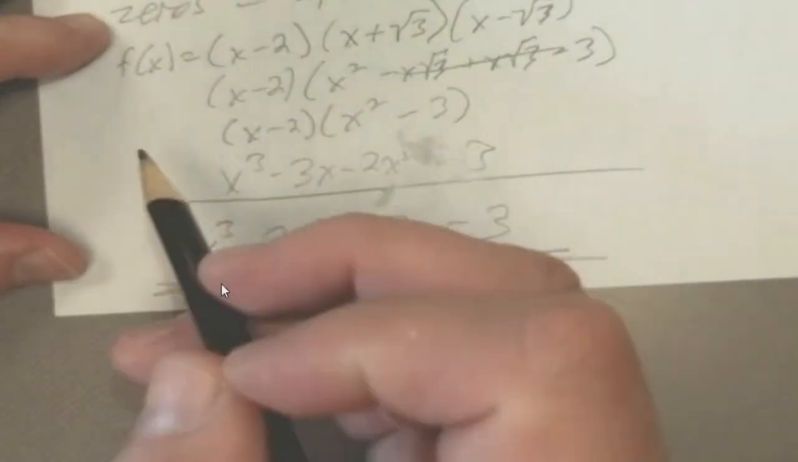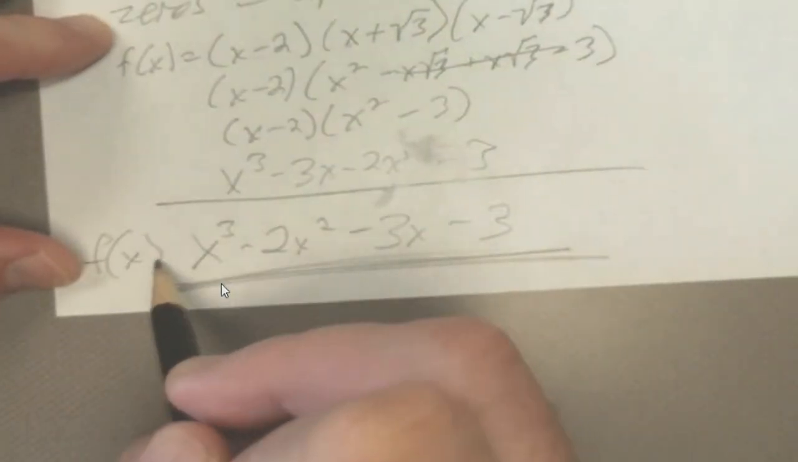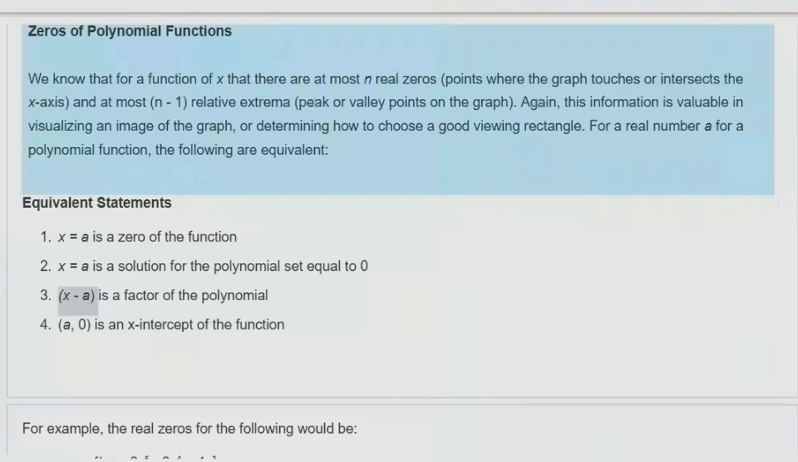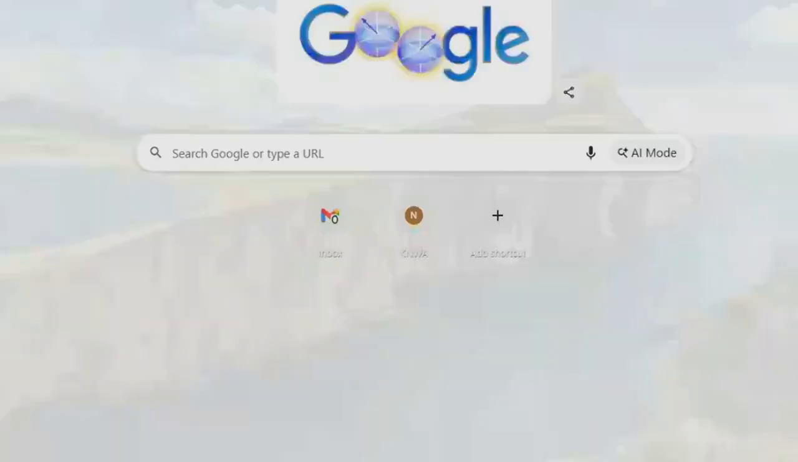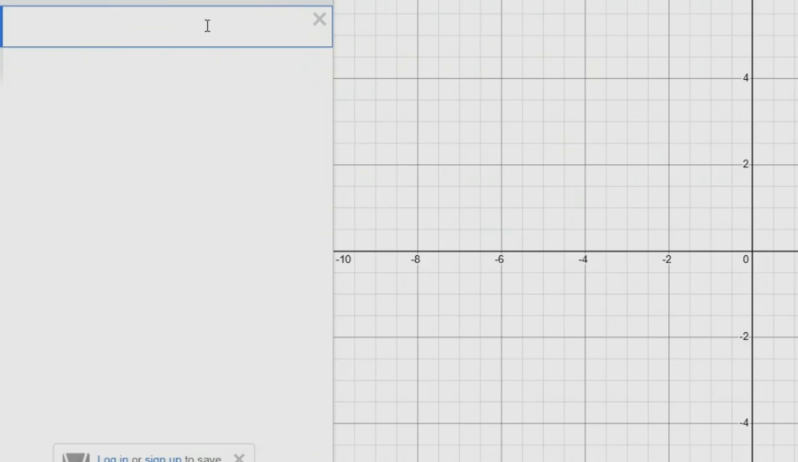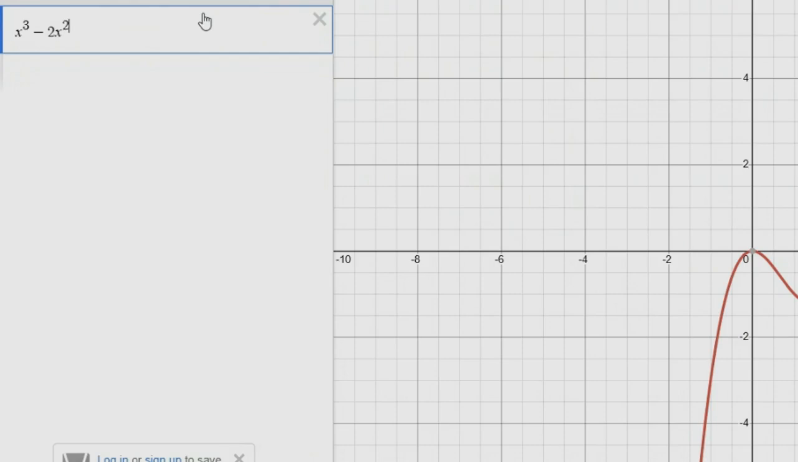What function has those zeros? This one right here. Well, let's prove that to ourselves. It's like, well, okay, you can say that, Mr. Brock, but is that true? Well, if we graph that, if we graph x to the third minus 2x squared minus 3x minus 3. Is that right? Did I mess up anything there?